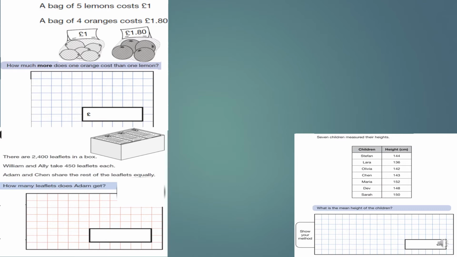A bag of 5 lemons costs £1. A bag of 4 oranges costs £1.80. How much more does 1 orange cost than 1 lemon? Okay, so 5 lemons cost £1. So it's going to be £1 divided by 5, and we make that into a decimal. So 5 doesn't go into 1. 5 goes into 10 twice, and 5 doesn't go into 0. So each lemon is 20p.